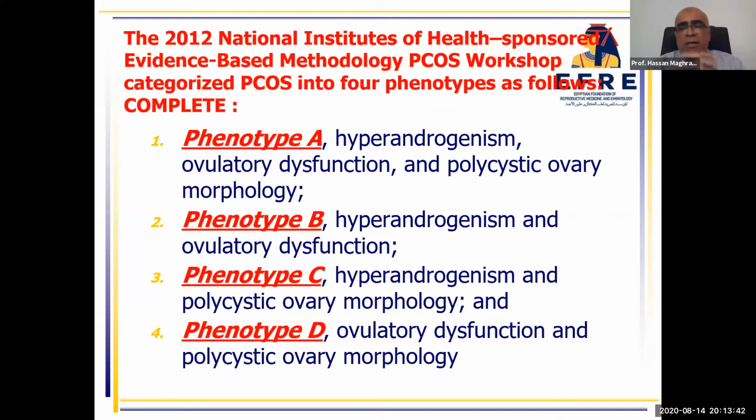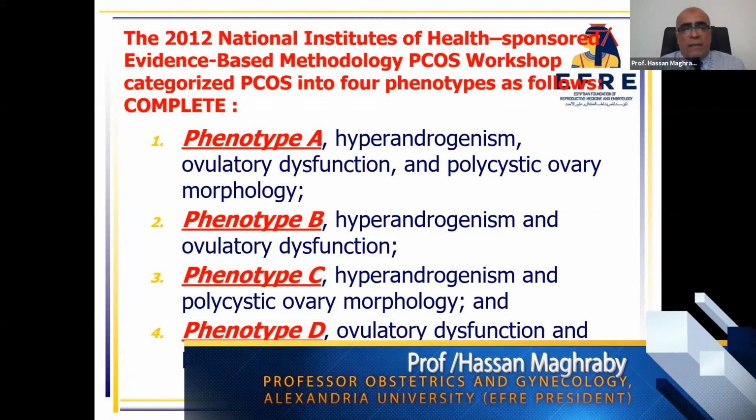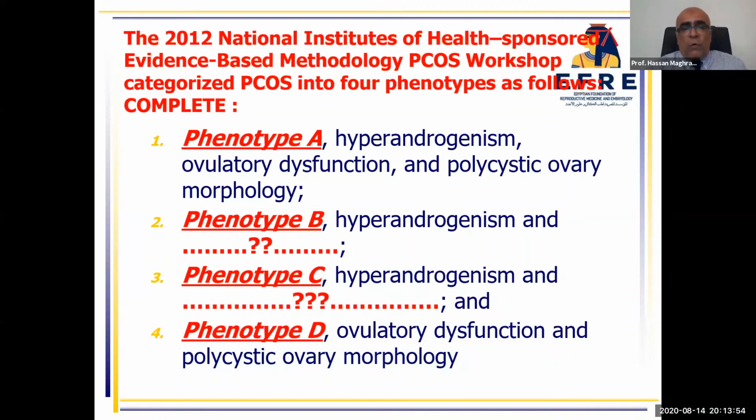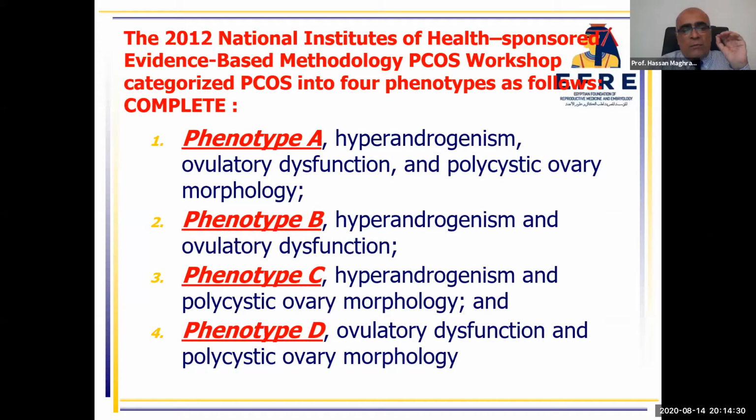Because of the possible variation in the clinical picture, in 2012, NIH proposed an evidence-based methodology workshop which categorized PCOS patients into 4 groups. Phenotype A is hyperandrogenism, ovulatory dysfunction, and polycystic ovarian morphology. Phenotype D is ovulatory dysfunction and polycystic ovary. So what is phenotype B and what is phenotype C? Can you think about the answer? Okay. For phenotype B, hyperandrogenism and ovulatory dysfunction, and for phenotype C, hyperandrogenism and polycystic ovary.